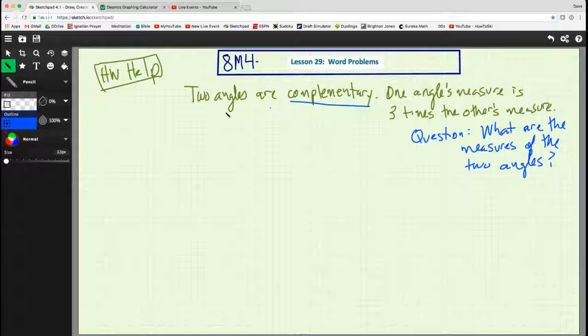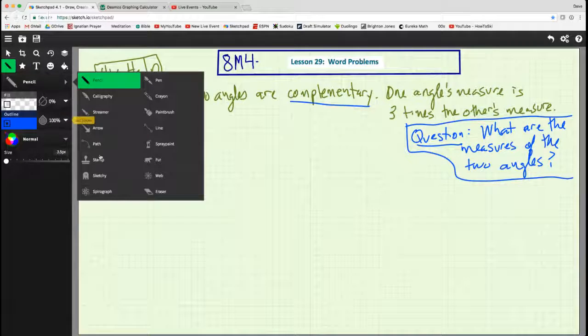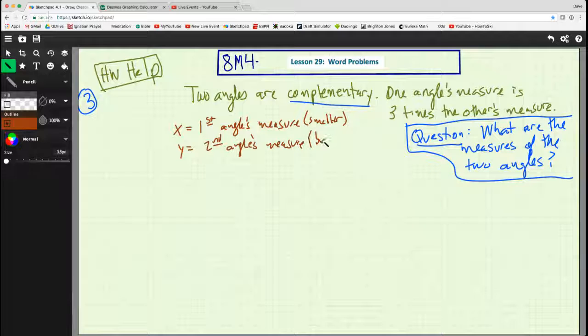I have this on the last 2 problems. This is problem number 3. For problems 4 and 5, I kind of leave off the question, and I want you to see if you can guess the question, because that's going to engage your brain and prepare it for answering the problem. So what are the measures of the 2 angles? Well, we don't know the 2 angles' measures. So we're going to call them x and y, for lack of a better name. x equals the first angle, and we'll let that be the smaller. And then y equals the second angle's measure, and we'll let this be the bigger. Okay, now complementary.